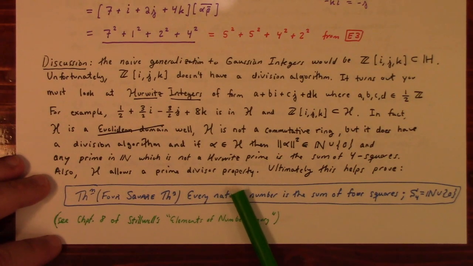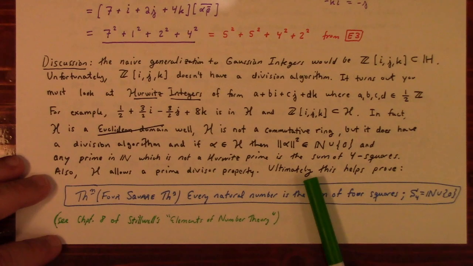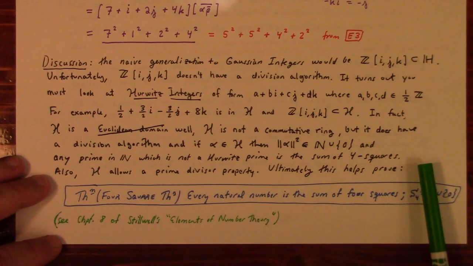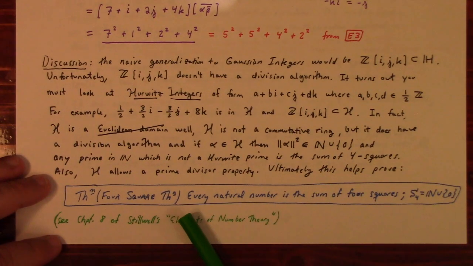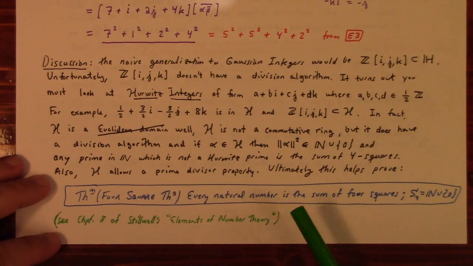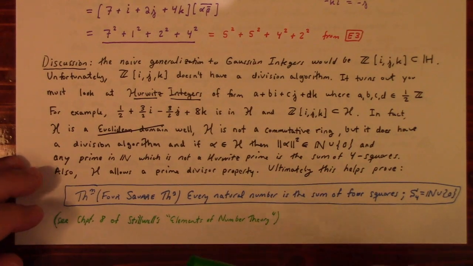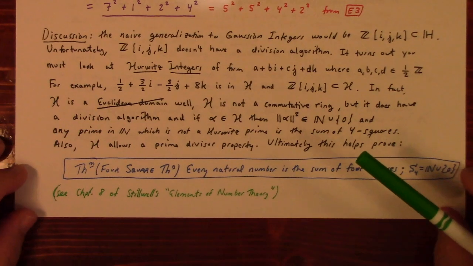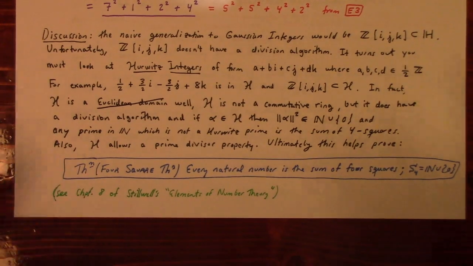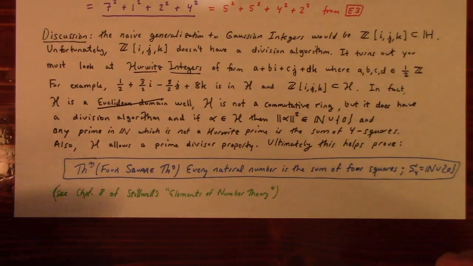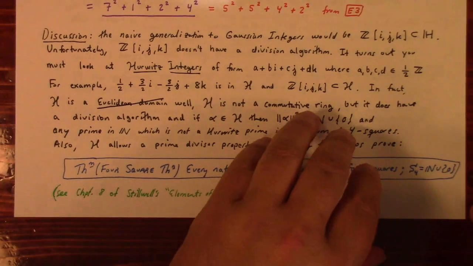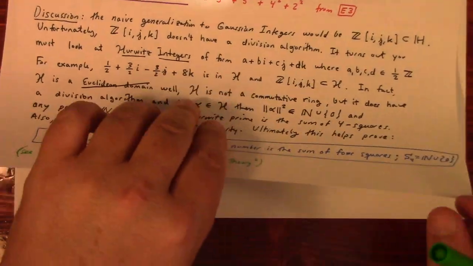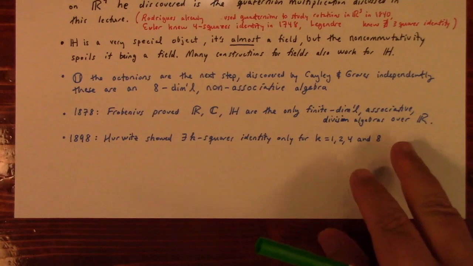Ultimately this technology is part of what's used to prove the four-square theorem, which is that every natural number is the sum of 4 squares. If you'd like to see some details on that, you can look at Chapter 8 of Stillwell's Elements of Number Theory. It's got it in there. But I will just tell you this: the Hurwitz primes and all that is a lot.